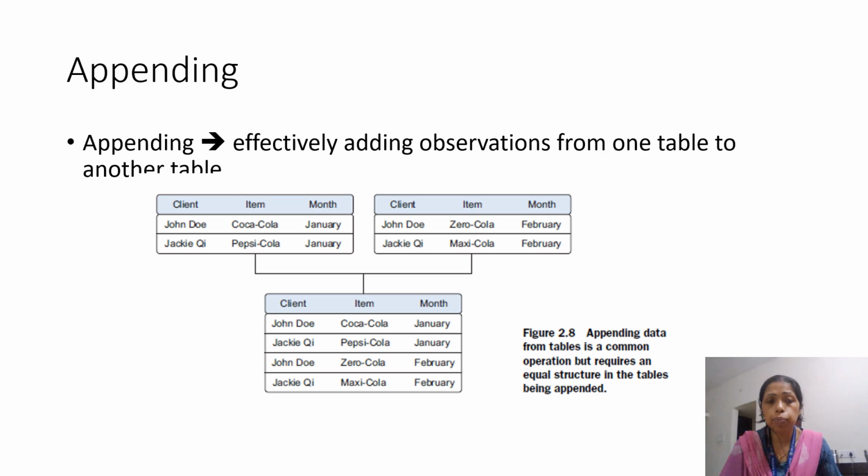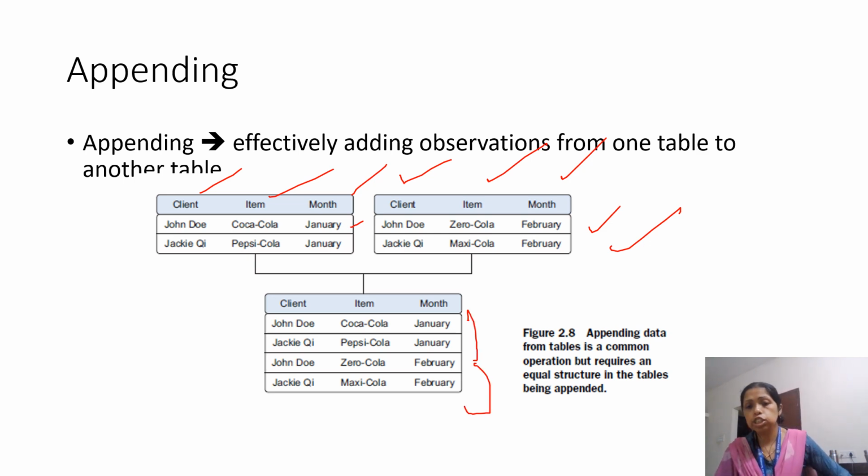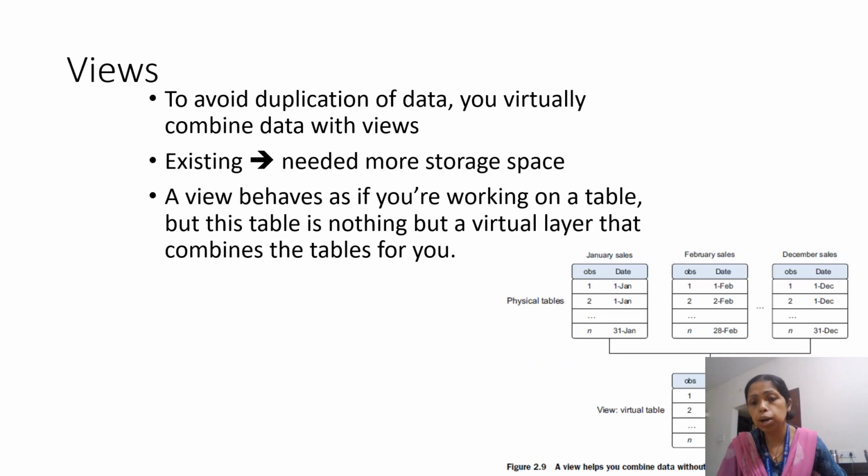For appending, as I told you, the column names are the same: client, item, month here, and also client, item, month there. But the row values are different. Here these two rows are stored for the January month, and these two are stored for the February month. Now you are adding these values vertically, January and then February. This process is appending. The column names are the same for both tables.